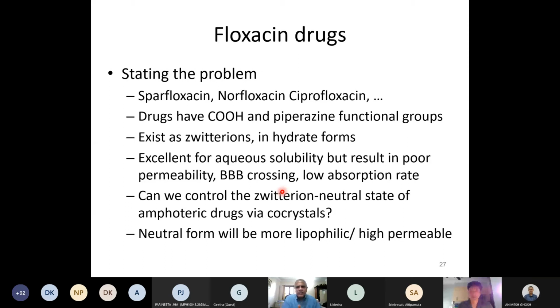Our idea was, can we use crystal engineering to tip this balance between the zwitterionic form of fluoxetine drugs to the neutral form, because the neutral form will be expected to be more permeable than the ionic form, because the ionic form will be more soluble but less permeable, while the neutral form could also be equally soluble or more soluble because of the coformer, but certainly more permeable. So essentially to improve both solubility and permeability.